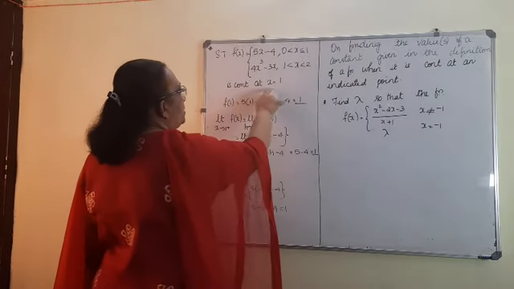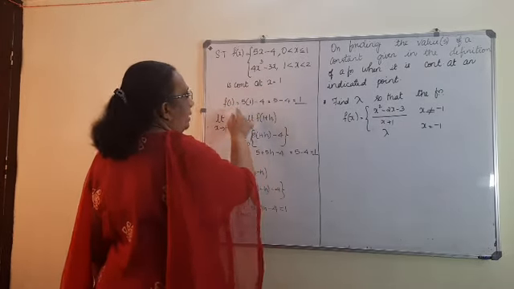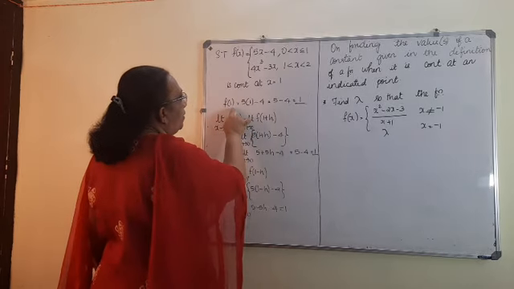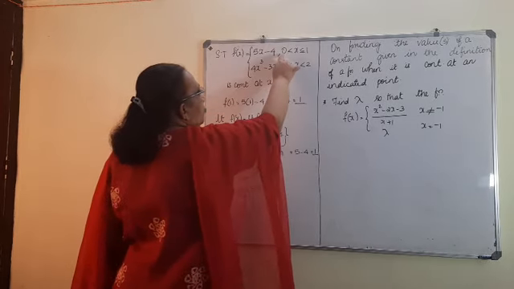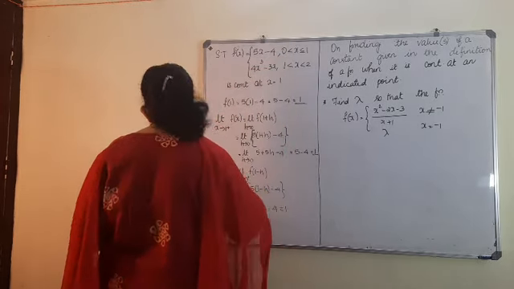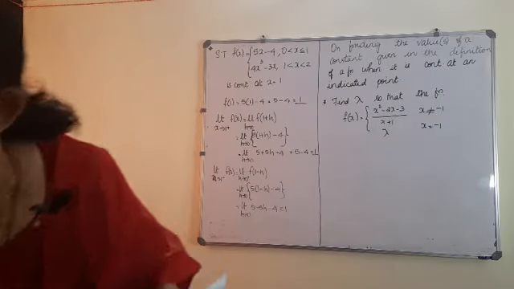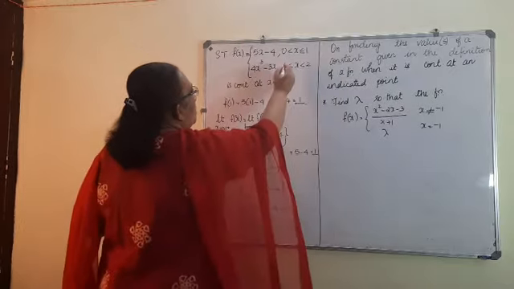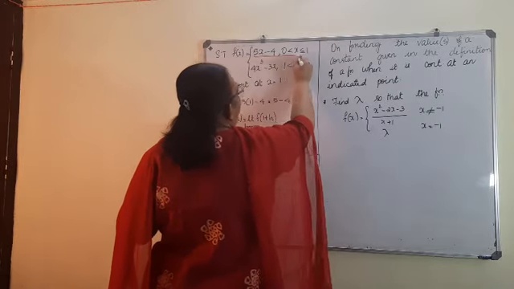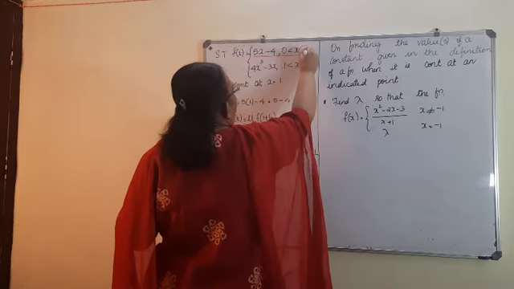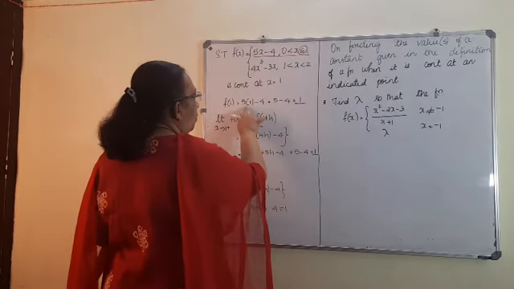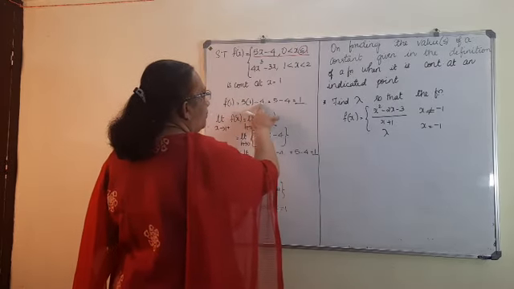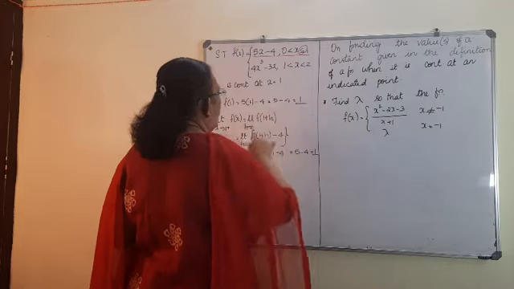So, the value of the function at x is equal to 1. I have written it already, f of 1. Will you take the first function or the second function? Yes, you will take the first function because at x is equal to 1, it is 5x minus 4. That is 5 into 1 minus 4, 5 minus 4 is equal to 1.